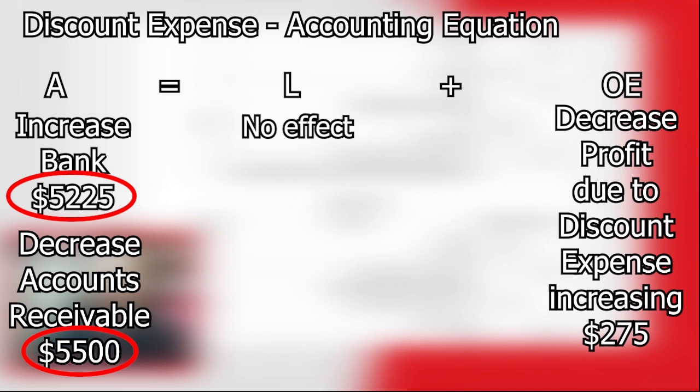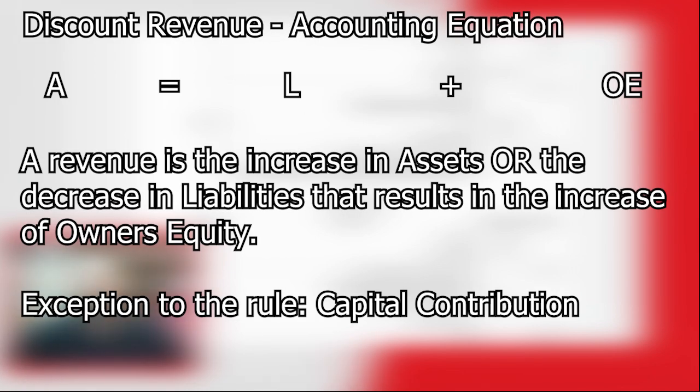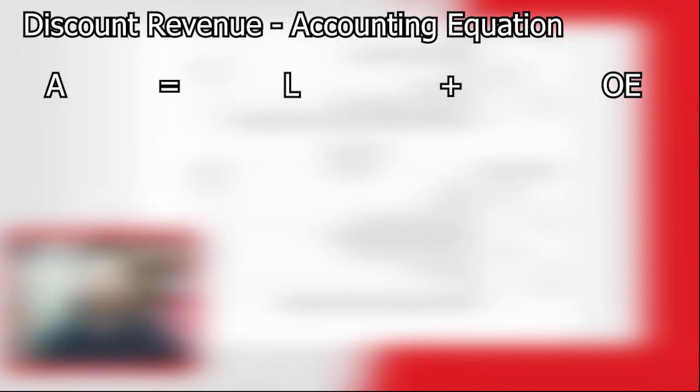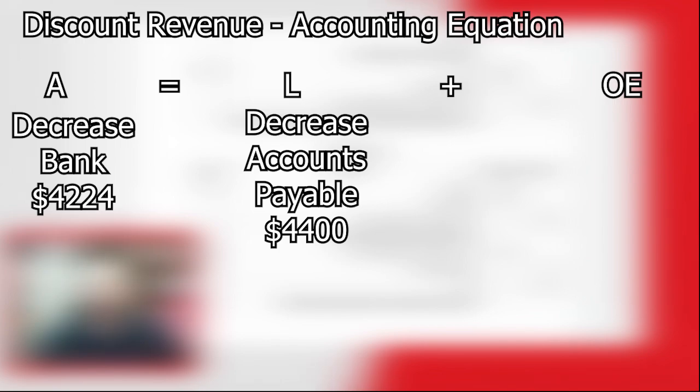Likewise, with the discount revenue, you can see a revenue is an increase in assets or a decrease in liabilities that results in an increase in owner's equity, other than capital contributions, but it's not a capital contribution. We know that. So let's put the accounting equation to the test, see if our definition fits. We see here that accounts payable goes down 4,400, so that's a down on the liabilities. Bank 4,224, that's also a down in the bank side, so assets also going down.